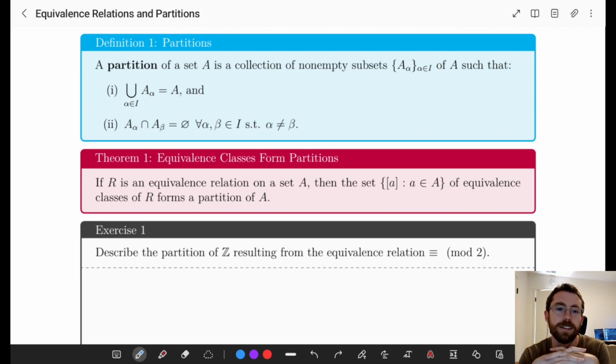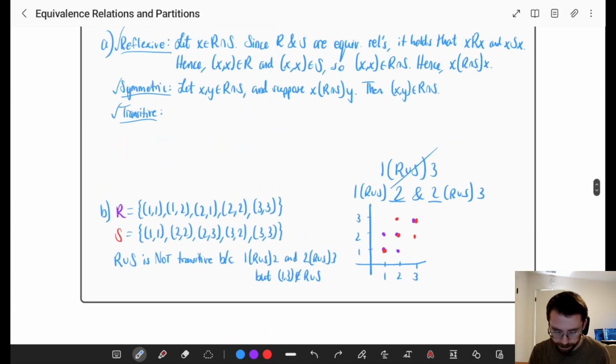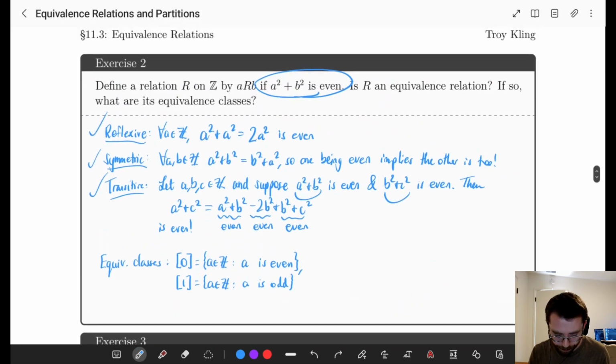Then, this is the big daddy of chapter 11. Theorem 1, so I'm skipping the partition definition, we'll go back to it. Theorem 1, if you have an equivalence relation on a given set, then the collection of all equivalence classes partitions the set you're working with. This is perhaps unsurprising if you look at previous examples.